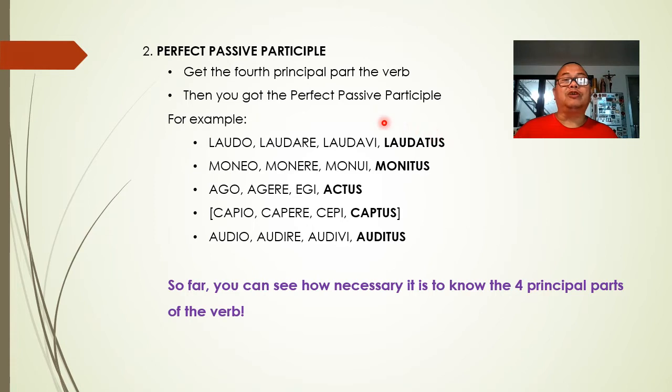The fourth principal part of the verb, the perfect passive participle, is actually laudatus, laudata, laudatum. So, for our purposes, or in other dictionaries, they give the neuter. In this lesson, we have the masculine ending in us. Okay.